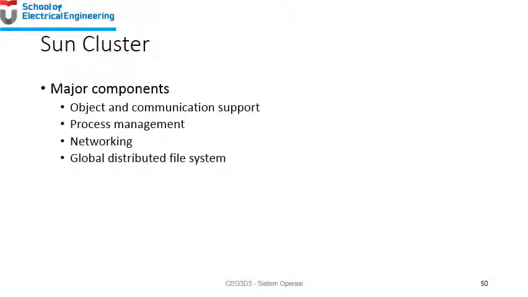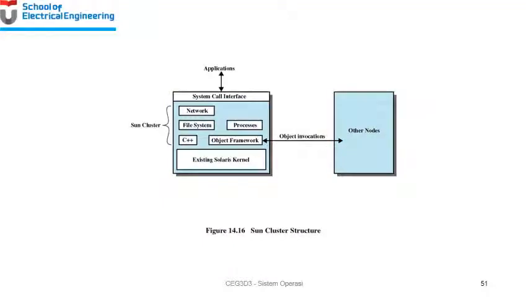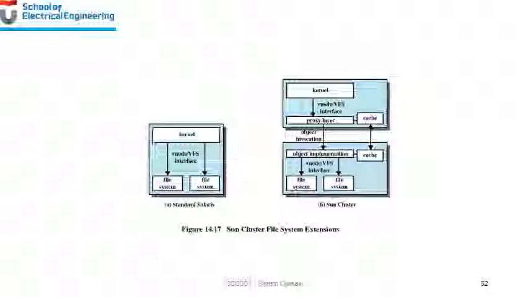Sun cluster. Major components: object and communication support, process management, networking, global distributed file system. This is the picture of Sun cluster structure. This is the picture of Sun cluster file system extension.